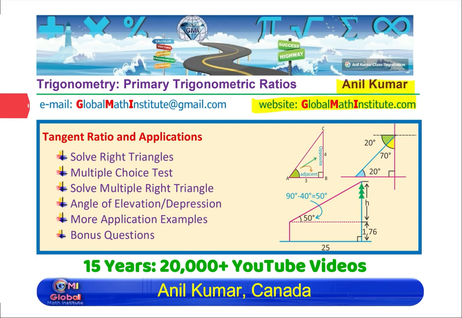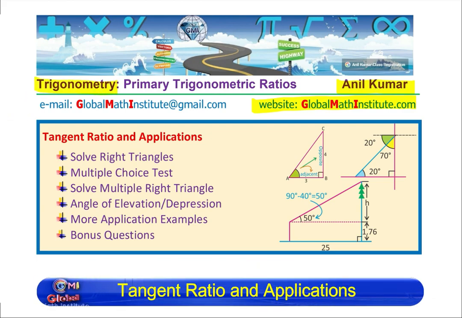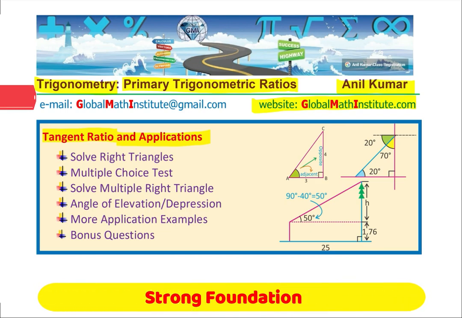In our series of trigonometry, we are taking examples based on primary trigonometric ratios. In this video, we'll focus on tangent ratio and its applications. We'll have about 15 questions here. We'll solve right triangles. We'll have a multiple choice test. Solve multiple right triangles. Understand questions related to angle of elevation and depression. We'll have more application examples, followed by some bonus questions.